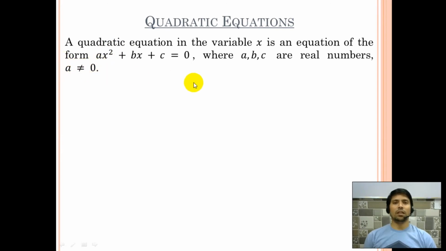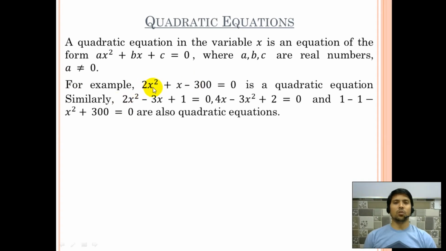So we will discuss some examples, like 2x square plus x minus 300 equals 0. You can see the coefficient of x square is 2, the coefficient of x is 1, and the constant term is minus 300, and the x square term is present here. So this is a quadratic equation.